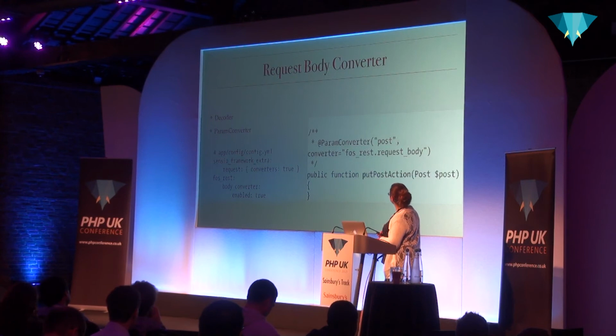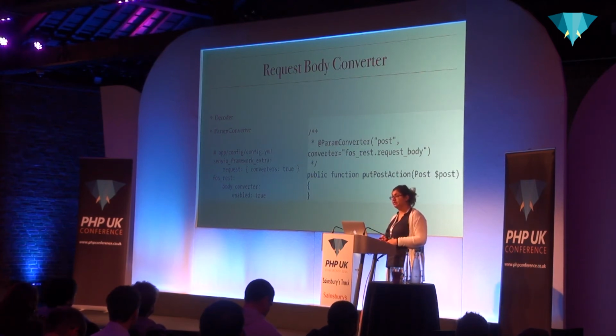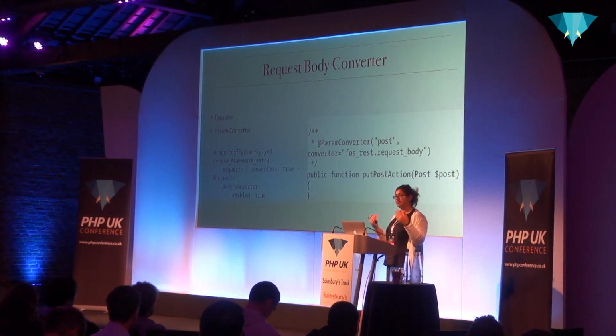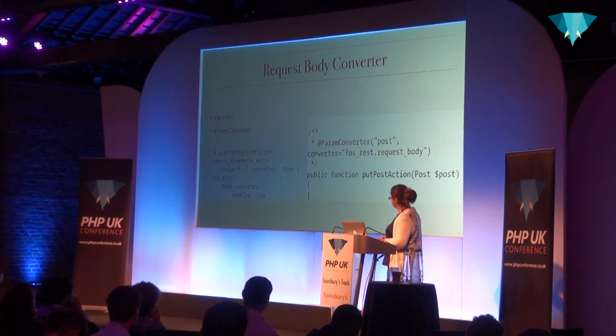And I just use here the annotation @ParamConverter on your action. You put the name of the object that you want to get, and use the converter for FOSRest request body. And as you can see here, I type in my argument. I will receive a post object according to the JSON, the XML, the whatever you got from the request. Don't forget to enable it on FOSRest with Sensio Framework Extra 2. So easy, body converter, enable true.